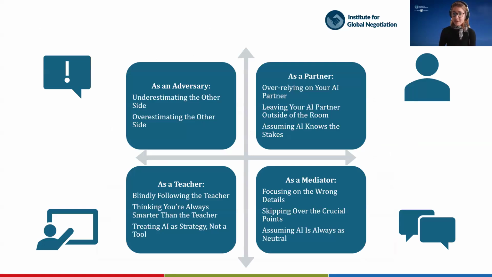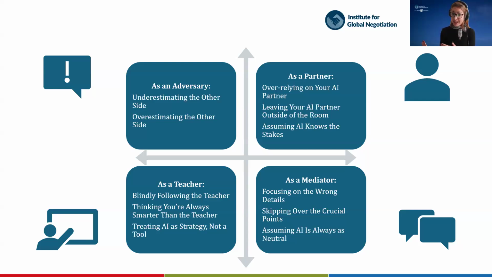If you use AI as an adversary, you can either overestimate it or underestimate it just as any other adversary. If you use it as a partner, you can over-rely on your partner, or you can leave your partner outside of the room, meaning not use it at all, which is kind of what some of the people have been doing in the AI space just because they are afraid and don't know what they can or cannot use it for. But also one important AI-related thing is that you can assume that AI knows the stakes. It doesn't, especially when it comes to these high-level political negotiations. They do not care as much as you do, and you should keep that in mind.